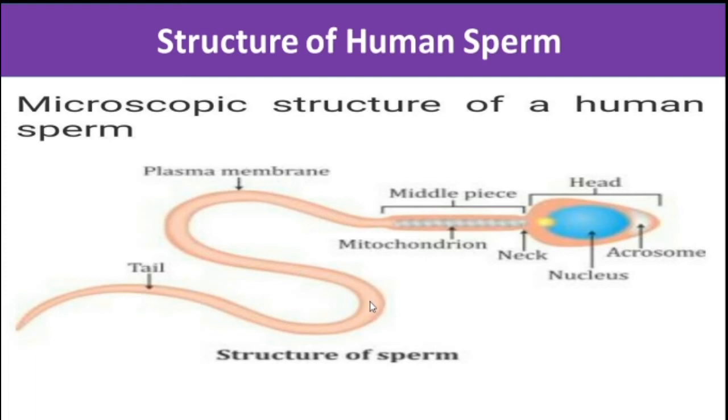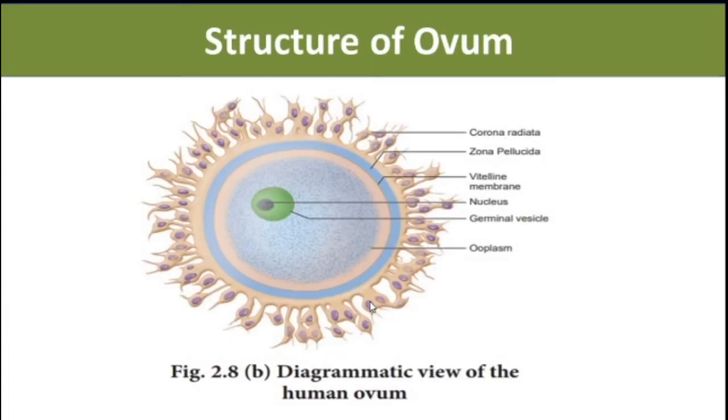Clear? Next one, structure of ovum. This is the ovum or ova, the egg cells. The matured ovum or egg is spherical in shape. Almost, the ovum is free of yolk.